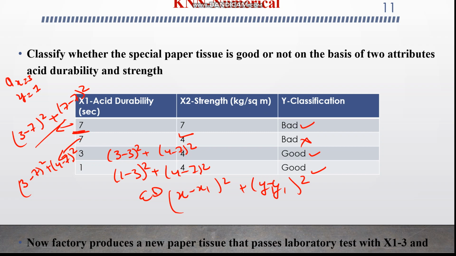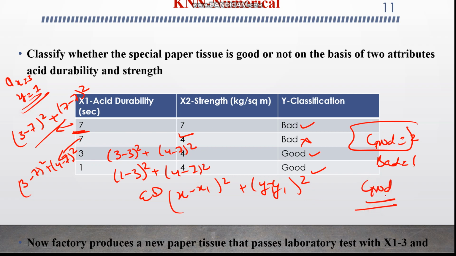Now in this case, from these three picked ones, the count of good is 2 and the count of bad is 1. So what is the highest count? Good. Now what will the answer be? The question class that was given belongs to good. Now my answer will say that this paper in the question, that is x equal to 3, where acid durability was 3 and strength was 7, will be classified into the good class category.